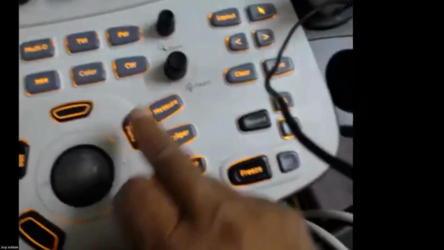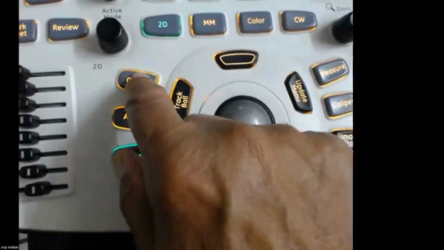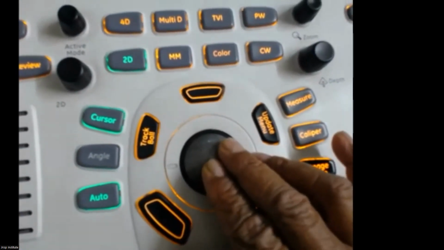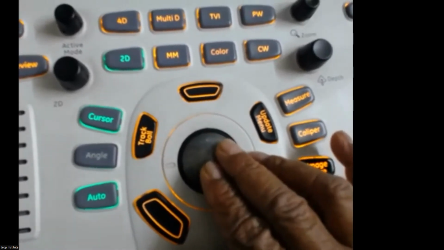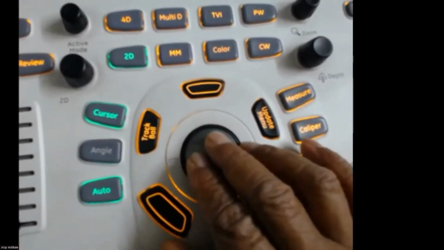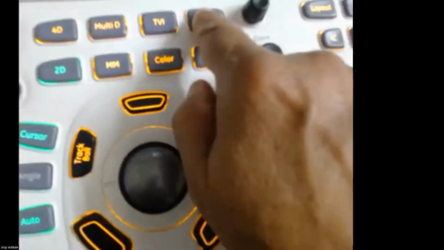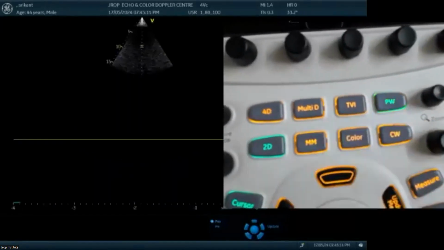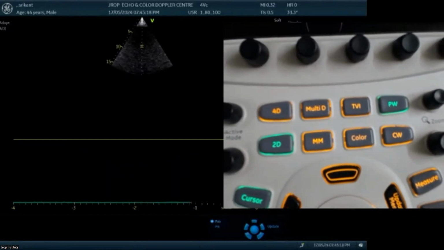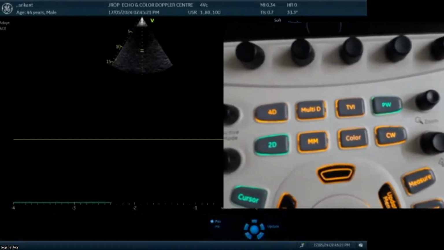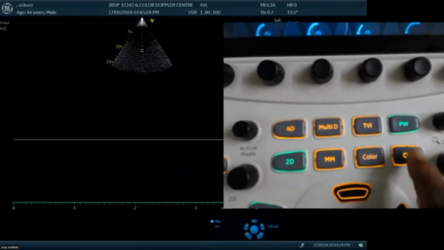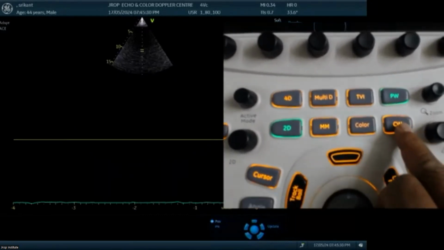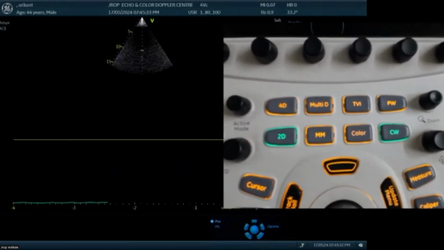Then switch off color. Then I need a cursor. So there's a button for the cursor. Now look at this cursor. If I want to take a continuous wave Doppler, I can keep it like this. If I want to take something at a specific point, I take my cursor over here and then press PW. So I'm pressing PW. Now look, my cursor has taken a PW, and if I measure this PW, it will give me a pulse wave Doppler spectrum pattern. Just below this pulse wave, there is a continuous wave Doppler spectrum pattern.